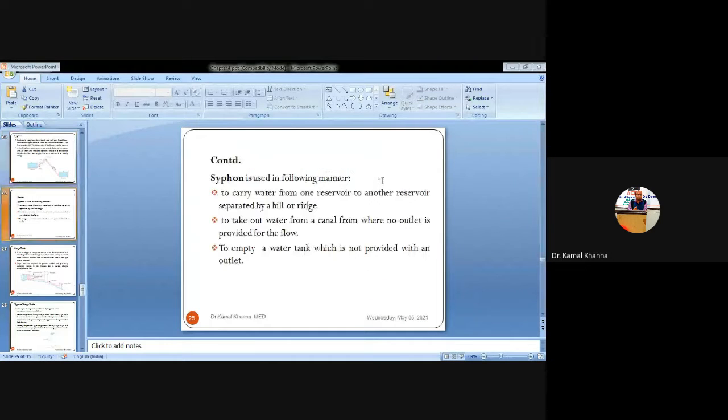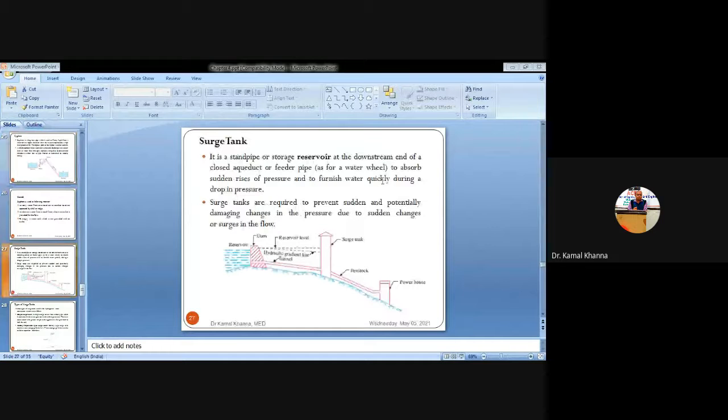So next topic is the surge tank. You can see in the slides. So this is the surge tank. You can see from the figure. Try to understand from the figure.